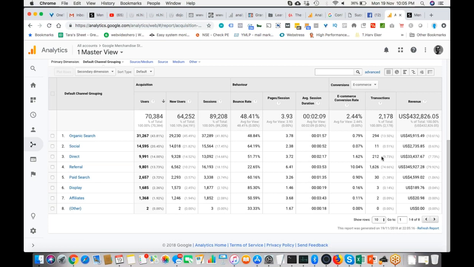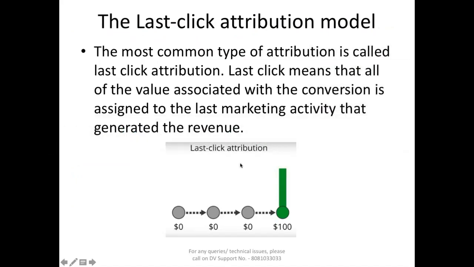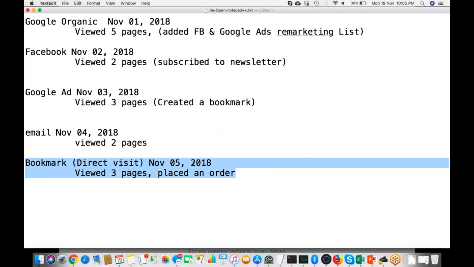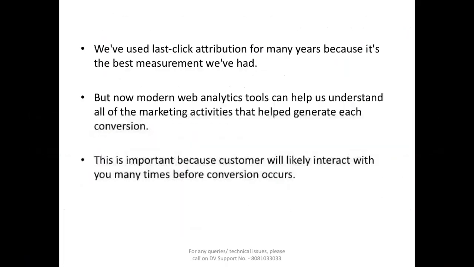Are you seeing this? Now, this is the last click attribution model that says that you should give all the credit to the last channel, the last touch point. In this case, this is going to be this direct visit. We have used last click attribution for many years because it is the best measurement we have had, and I'm talking about offline as well. But now modern web analytics tools can help us understand all of the marketing activities that help generate each conversion.